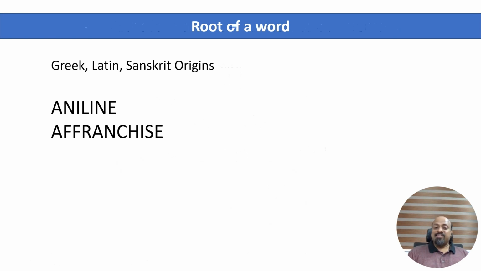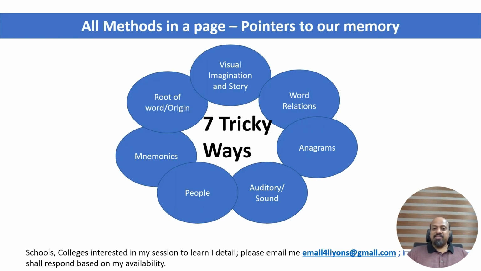And so these are the different 7 tricky ways to create pointers. Just like you have computer pointer, right? In computers you have pointer. You create a pointer to the memory. You don't mug up. You have the seven tricky ways.